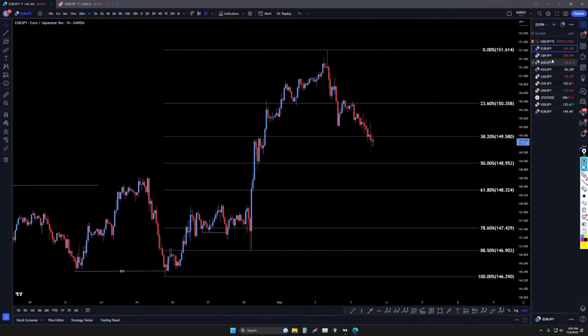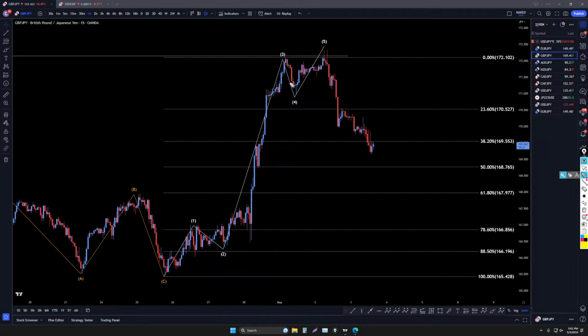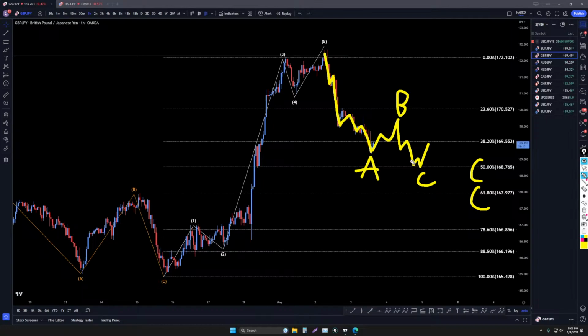So let's look at the pound yen. Exact same thing pretty much. This looks to me like a trend, probably a wave A. It's probably going to go up, but the next move up probably will be a correction, probably a wave B. Then we're going to go down again to make a wave C. I think it's going to go down to the 50 or the 61.8, make an impulsive move up, break structure, and most likely continue the uptrend, most likely in a big way also.